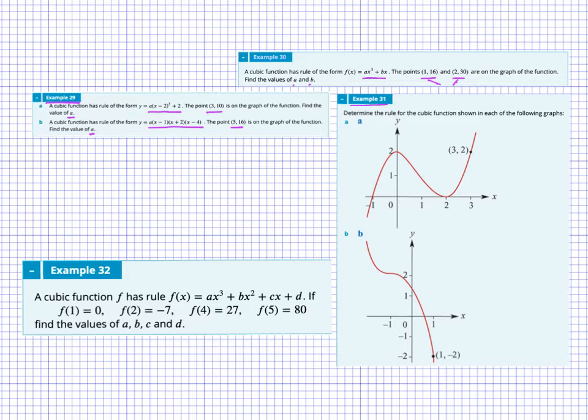Example 31 is not written, it's a sketch. So it says determine the rule for the cubic function. So when I look at this, I think to myself, easiest things to use are x-intercepts because that gives me factored form. So I know it's going to have a repeated factor here, a linear factor there, and my third point is there. So what would be the only piece of information missing from factored form that I need to use this point for? And that would be to find A.